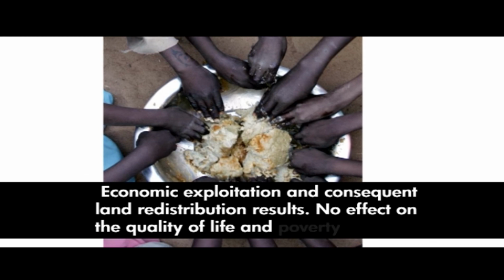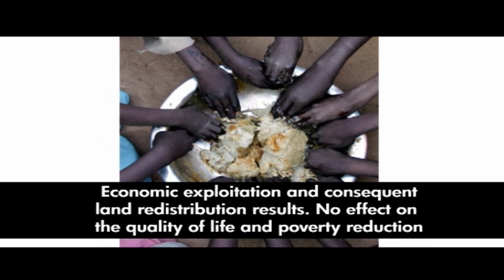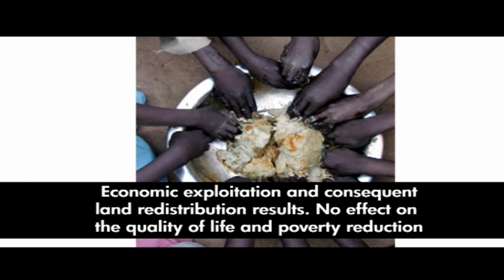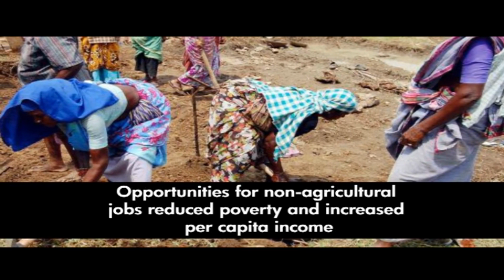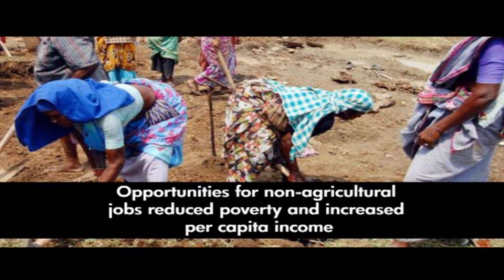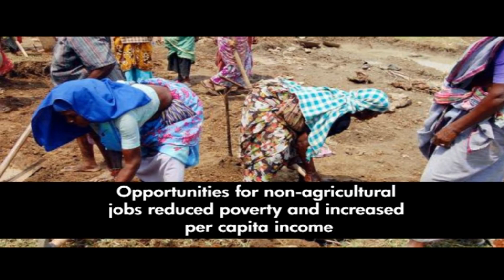Economic exploitation and consequent land redistribution within India between 1950 and 1990 had no effect on the quality of life and poverty reduction. Instead, economic reforms since the 1990s and resultant opportunities for non-agricultural jobs have reduced poverty and increased per capita income for all segments of Indian society.